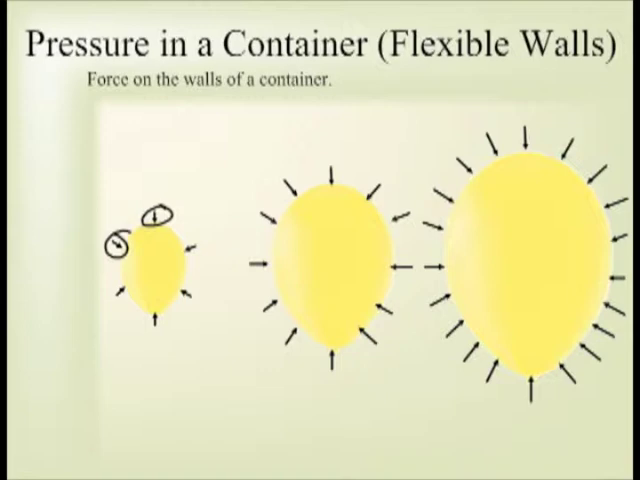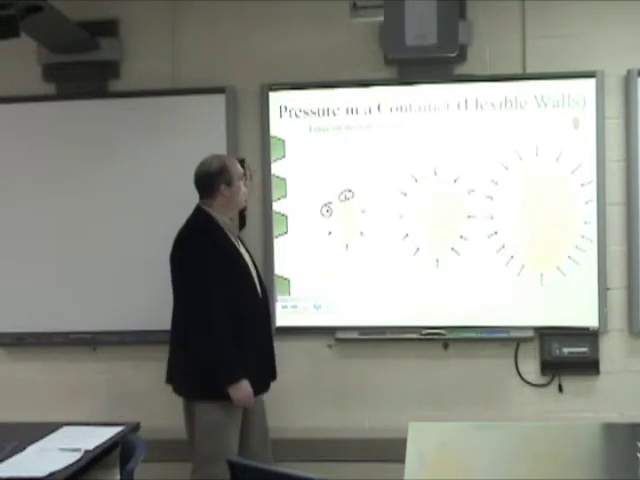They are the same throughout. Even though there are more arrows on the right balloon than there are on the left balloon, the amount of pressure is the same. The amount of arrows per surface area is relatively constant. The pressure is the same.